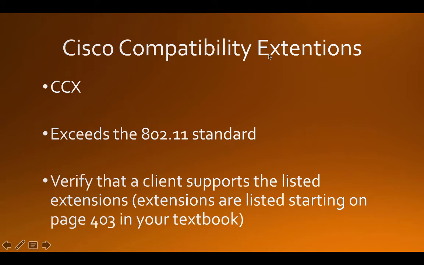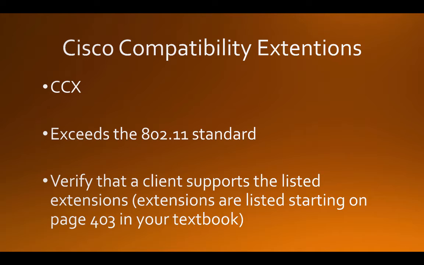All right, so Cisco Compatibility Extensions, CCX. Cisco obviously has designed different products, and they try to put more functionality in their products. So the CCX standard exceeds the 802.11 standard. Remember, if I'm a manufacturer and I want to make a wireless device, I just focus on the 802.11 standard, and then my device will work with other manufacturers' devices, and that's what I want. But Cisco always goes the extra mile and always has a proprietary version of something that theoretically adds functionality. So before you use that, you want to verify that your client supports those extensions.